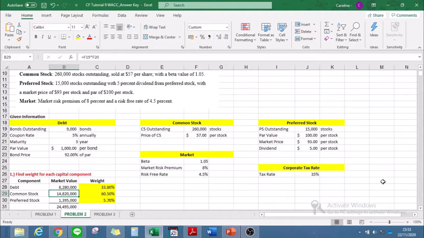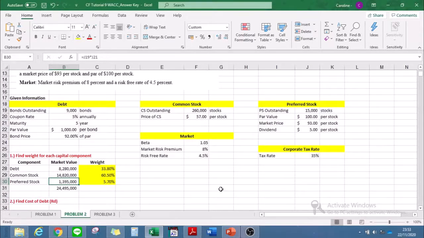As for the preferred stock, remember that the preferred stock market value is calculated by multiplying the preferred stock outstanding with the current market price. Okay, so you get 1,395,000. You add all these numbers up and you get that the total market value of the firm's capital is 24,495,000.